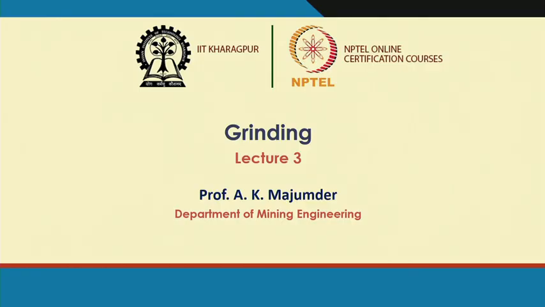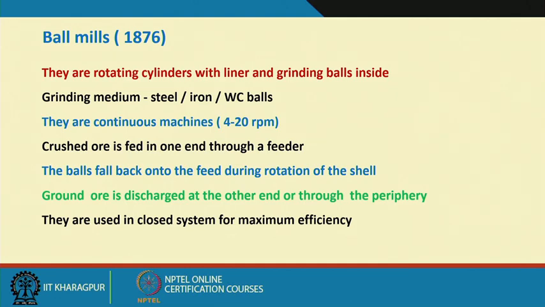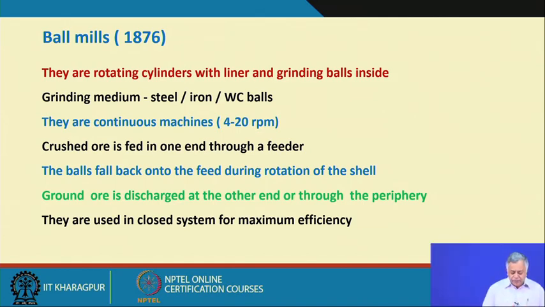Hello, welcome. We are discussing the ball mill and we will continue that topic because it is a very important piece of equipment in the comminution circuit in any mineral processing operation. Ball mills were invented in the year 1876 and, as I said, they are rotating cylinders with liner and grinding balls inside. The grinding medium can be made of steel, cast iron, maybe tungsten carbide balls. And they are mostly continuous machines.